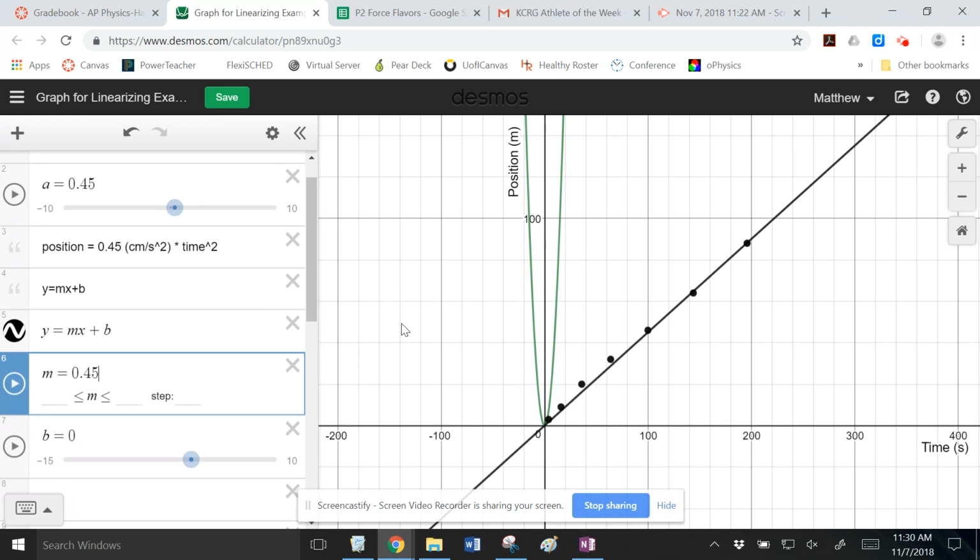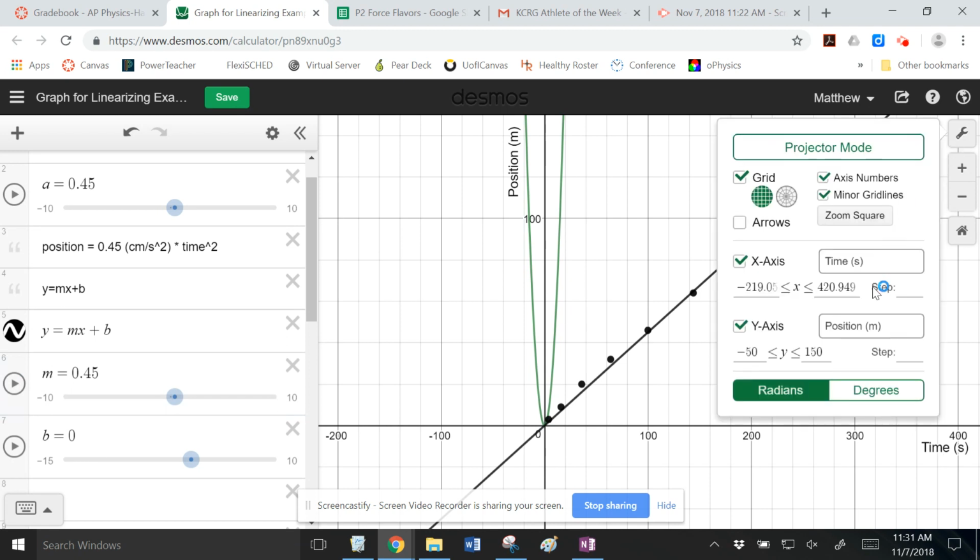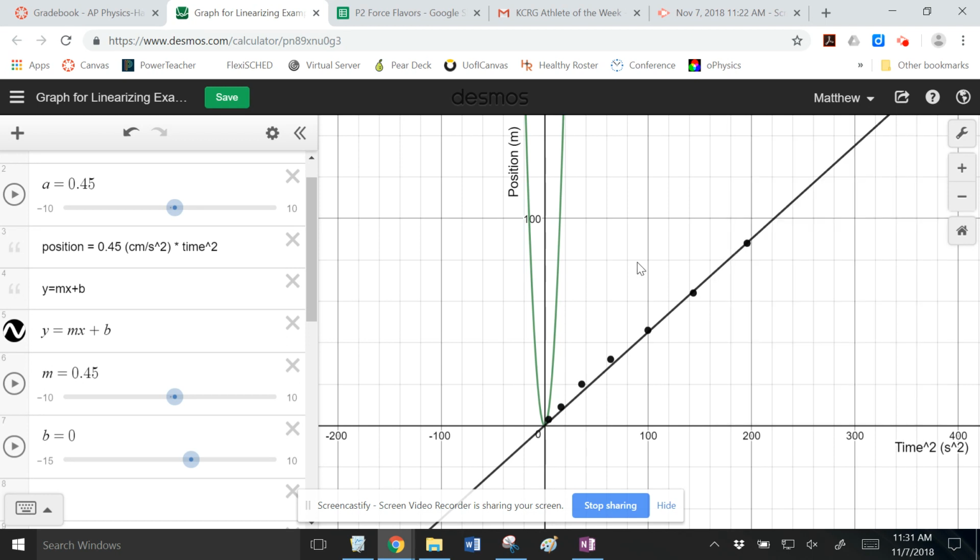So the equation of this shouldn't say time anymore, because I'm no longer plotting time on the x-axis. I'm plotting time squared. The units for it shouldn't be seconds. They should be seconds squared. Okay, so this would be done.